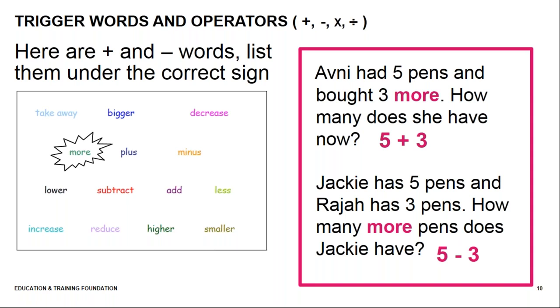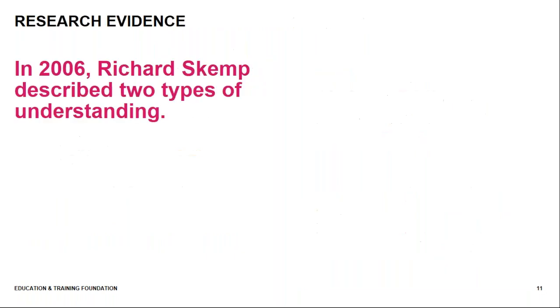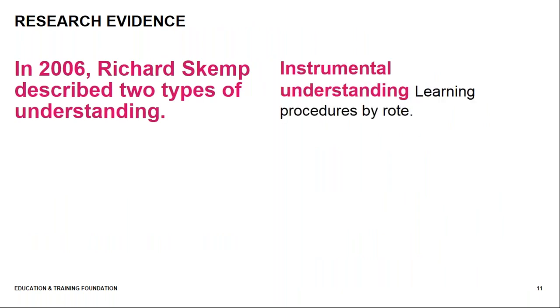We will now look at 2 pieces of research evidence that have informed current practice. The first piece of research is by a gentleman called Richard Skemp, who described 2 types of understanding. The first type he termed instrumental understanding, which is learning procedures by rote. An example of this would be teaching children their times tables by chanting. They may be able to recite them, but not have any understanding of what multiplication is.